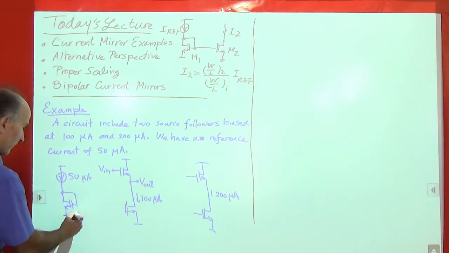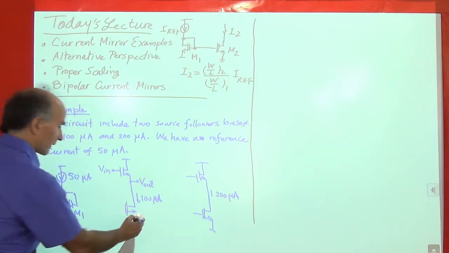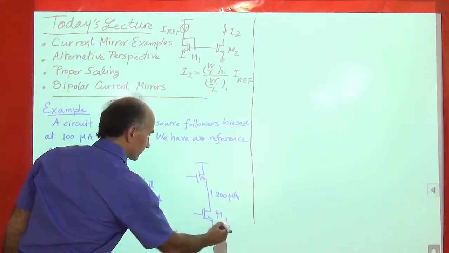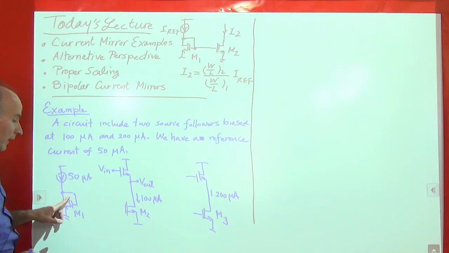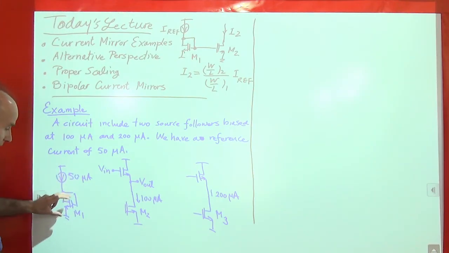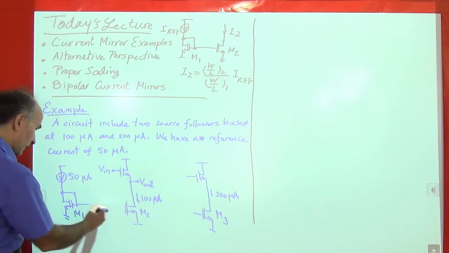Let's call this M1, this M2, and this M3. This diode connected device, in response to this current, generates a certain VGS. Now it just happens that VGS and VDS are equal. Okay, so it generates a certain VGS.